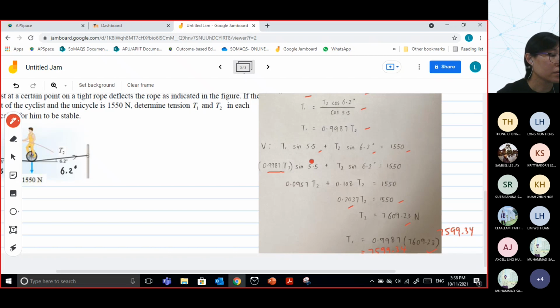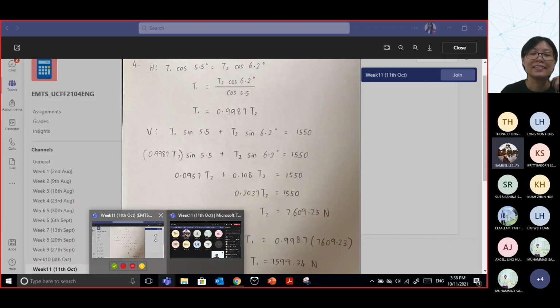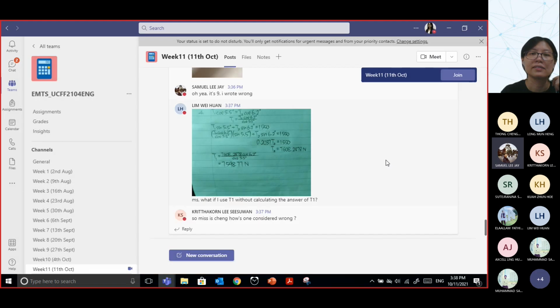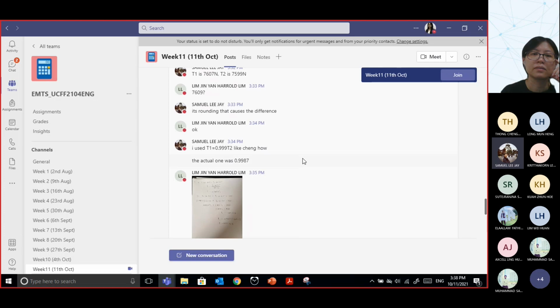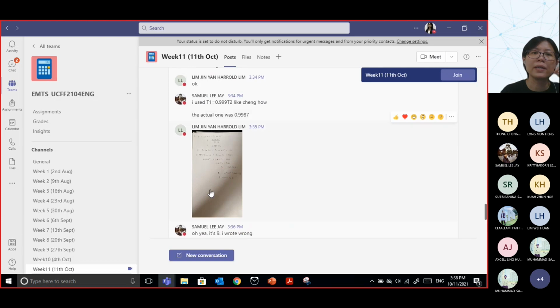Earlier, my answer was 9, so I wrote it wrongly. My first one was 7609. But then for the T1, if I use 0.999, the second answer, which is T1, is 7601. Most probably there will be a slight difference, but it won't come to 2. That's why I just now raised my concern.